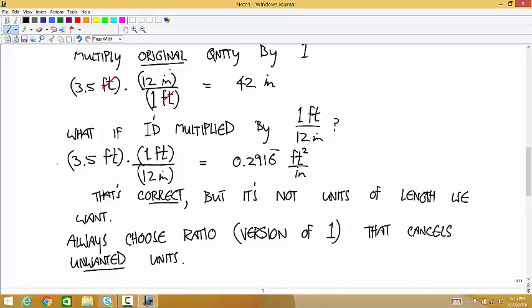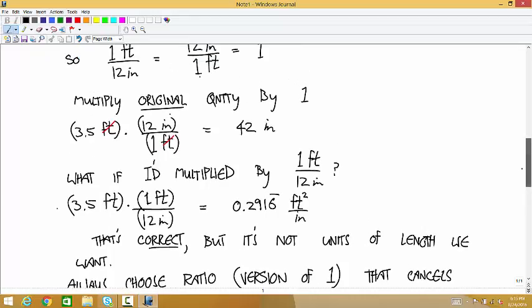So how can we tell the difference between the way we wanted to do it, this first approach, and the second approach that didn't give us what we were looking for? Well, we started out in units of feet. Those are unwanted units. We want units of inches. So we need to multiply by the ratio that cancels the feet here. Okay, so we need the feet to be on the bottom because in our original quantity, the feet are in the numerator. Okay. Any questions about that idea?